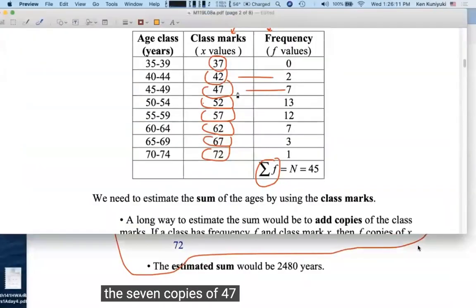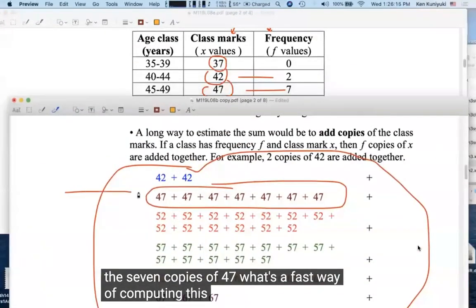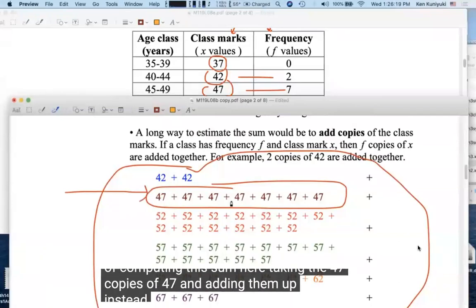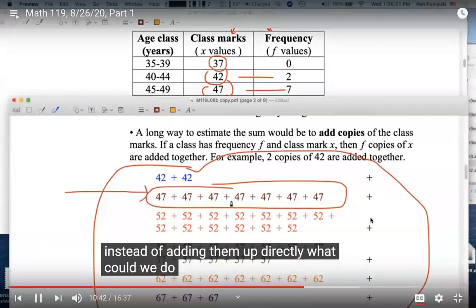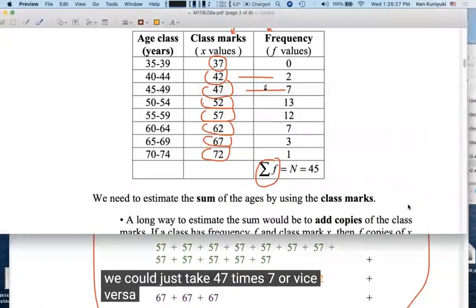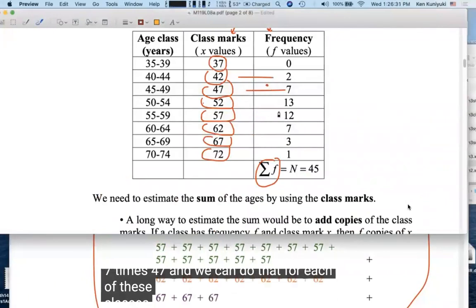The 7 copies of 47. What's a fast way of computing this sum here? Taking the 47 copies of 47 and adding them up. 7 copies. Instead of adding them up directly, what could we do? We could just take 47 times 7, or vice versa, 7 times 47. And we can do that for each of these classes.